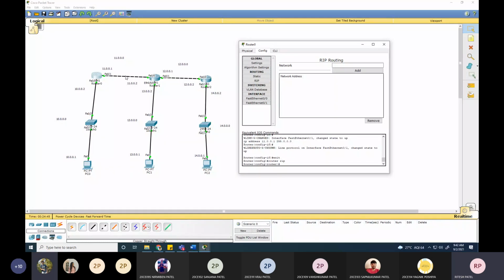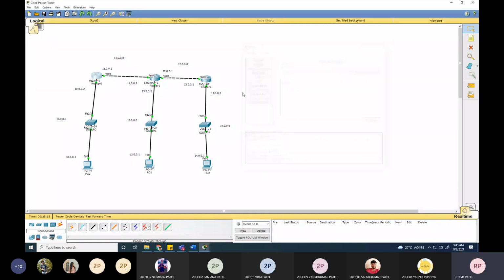Sir, PC0. Sorry, I haven't asked about the computers. I have asked about router networks. What are the networks which are directly connected to router 0? Yagnik? Sir, 10.0.0.0 and 11.0.0.0. Yes, so 10.0.0.0 you have to add, and 11.0.0.0 you have to add.